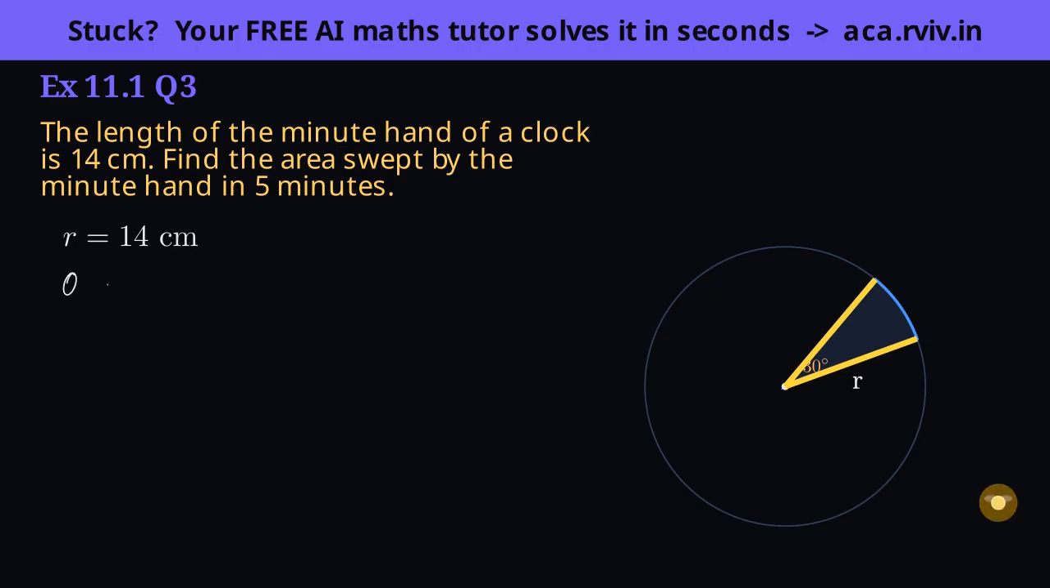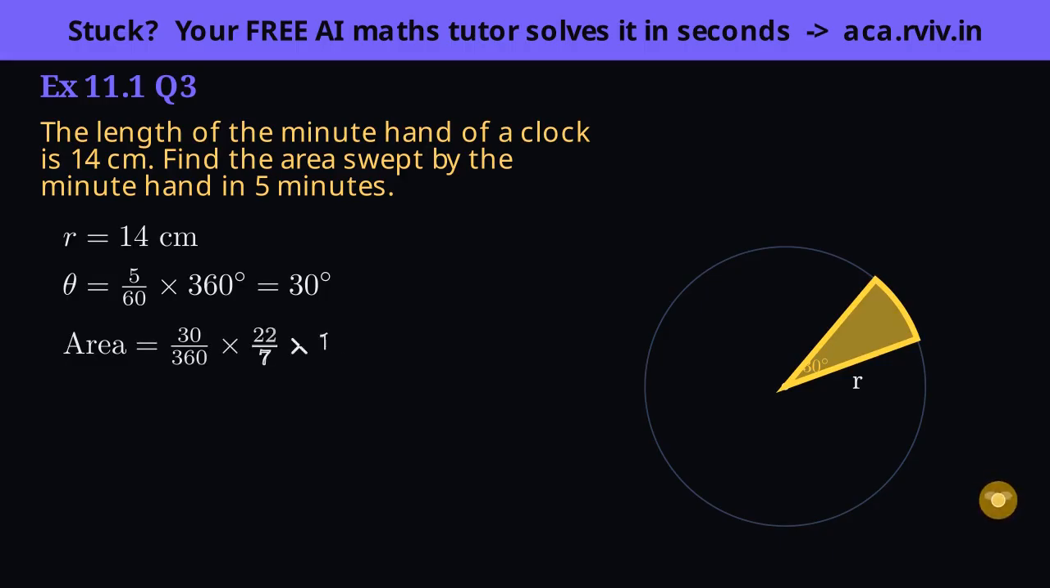How much does the hand turn in 5 minutes? A full hour, 60 minutes, is one whole turn of 360 degrees. So each minute is 360/60, that's 6 degrees, and 5 minutes is 5 sixes, 30 degrees. Now we have both radius and angle. With the clock decoded, it's a plane sector, angle fraction times pi r squared, using pi as 22/7 since 14 is a multiple of 7.